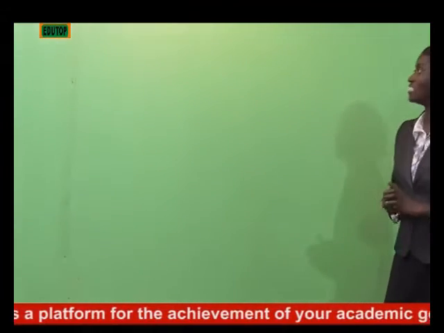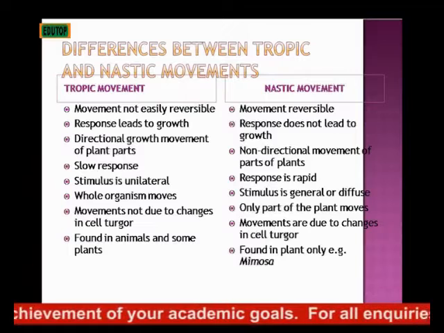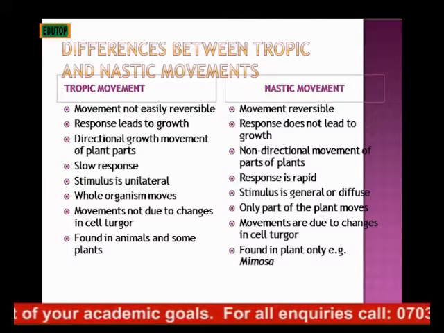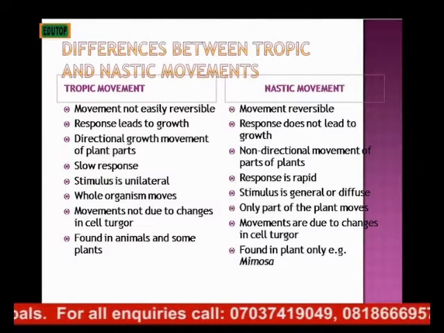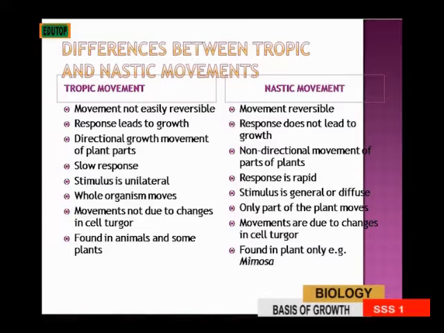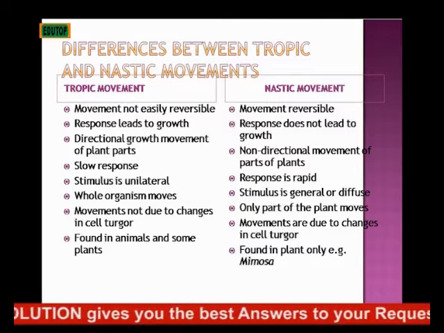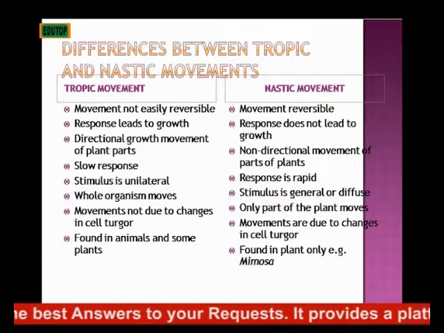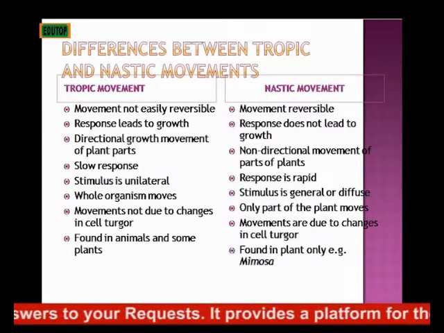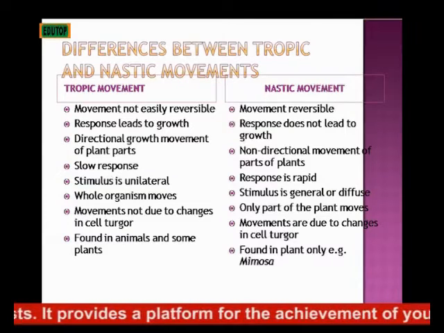Now, talking about the differences between the tropic and the nastic movements. We want to compare the differences between tropic and nastic movements. In tropic movements, the movement is usually not easily reversible. But in nastic movement, the movement is reversible when there is a change in that stimulus. For instance, the leaf opens in the day, then at night it closes. It opens again tomorrow. So the movement is usually reversible, but in tropic movement it is not easily reversible.